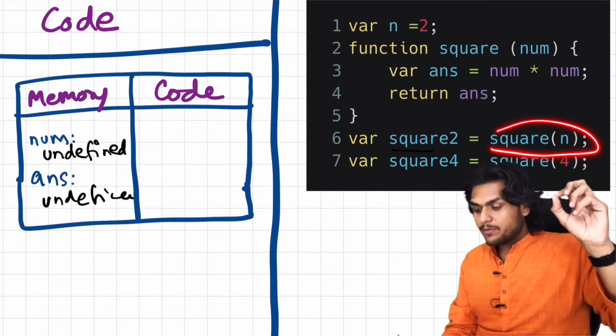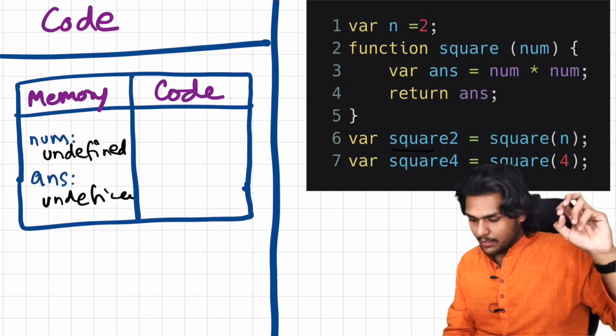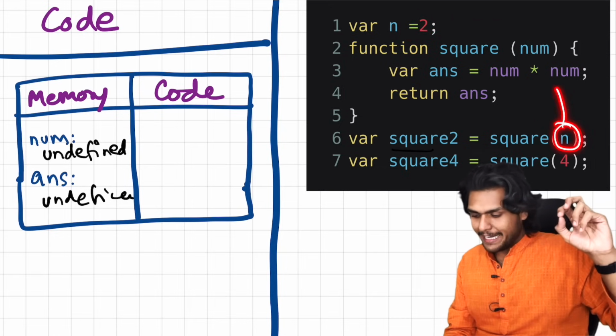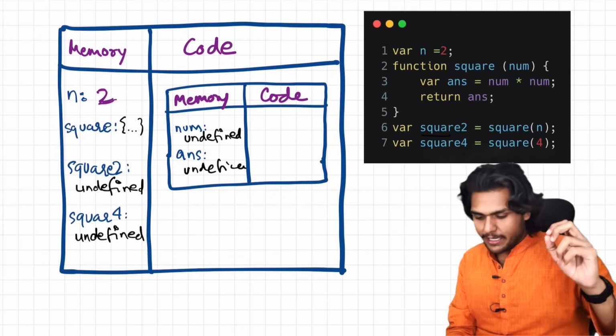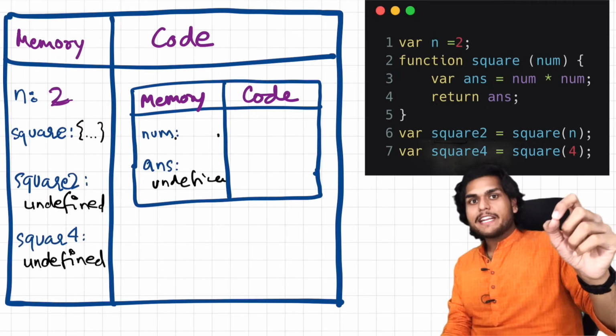Okay, so when this function is invoked, first of all, this value of n over here, which is 2, is passed to num. So this n is passed to num. That means this value 2 is passed to num. Got it? So let me tell you one more concept.